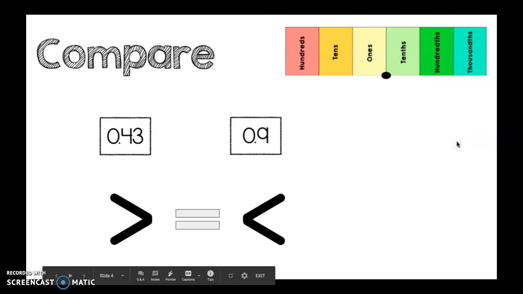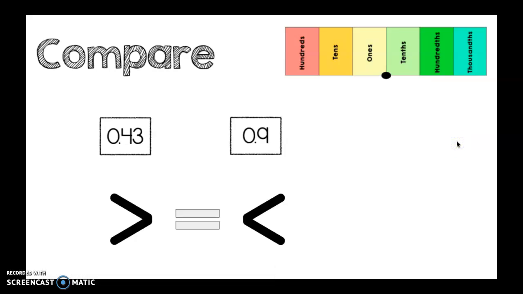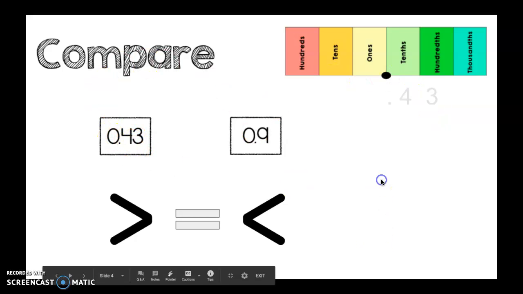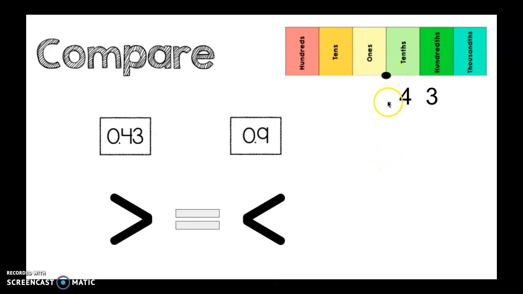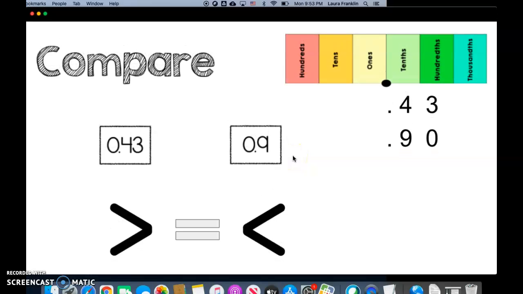So let's take what we've learned and begin to compare. The first thing we're going to do is write 43 hundredths in our chart. Here we can line our decimal points up, and we can see we have 4 tenths and 3 hundredths. Now let's write our 9 tenths. We have 9 tenths, 0 hundredths. I added the 0 so that we can see our numbers lined up correctly. Let's take a step further and use another form of visualization.